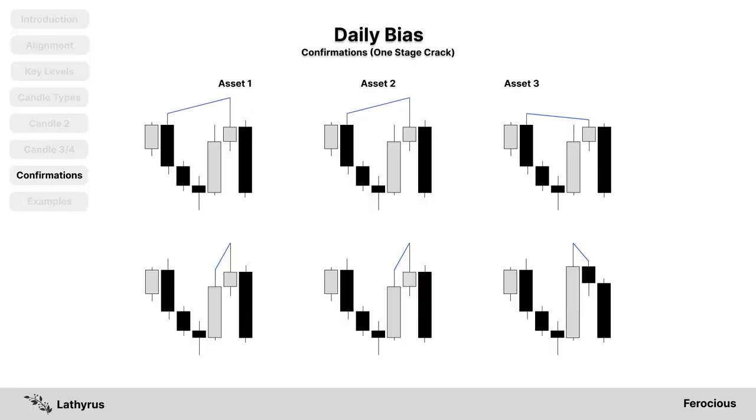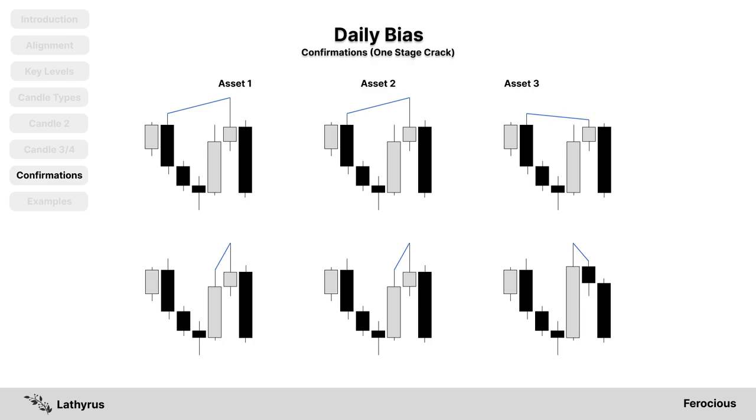So now let's talk about the confirmations I'm using to frame the C2 and the continuation candles. This is one of the confirmations I use, and this is the one stage crack I use. So it's just a regular SMT where asset 1 takes out a relevant high, asset 2 is doing the same while asset 3 is failing to take out the high, but we all expand away from the SMT formation. That's very important.